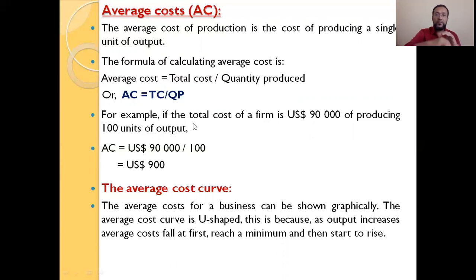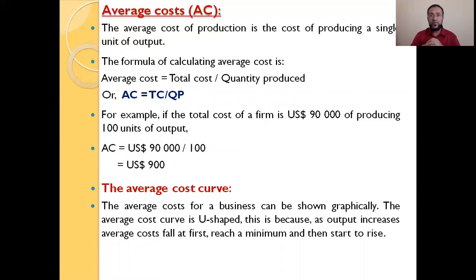For example, if the total cost of a firm is 90,000 US dollars producing 100 units of output, then the average cost will be 90,000 divided by 100 equals 900. That means to produce a single unit of output, the business has to spend 900 US dollars. So this is the average cost of the business of producing a single unit.